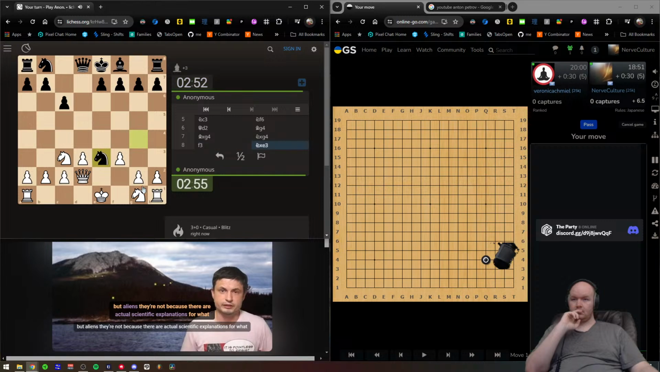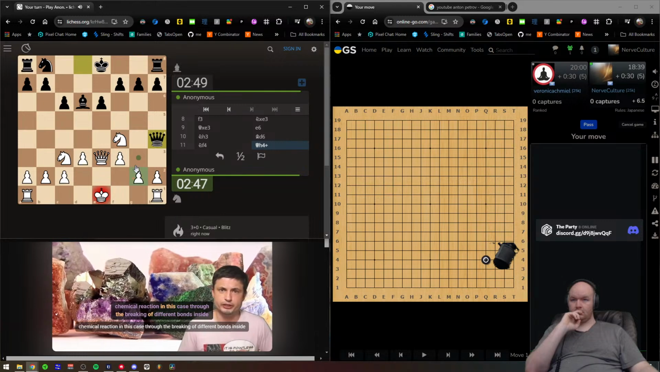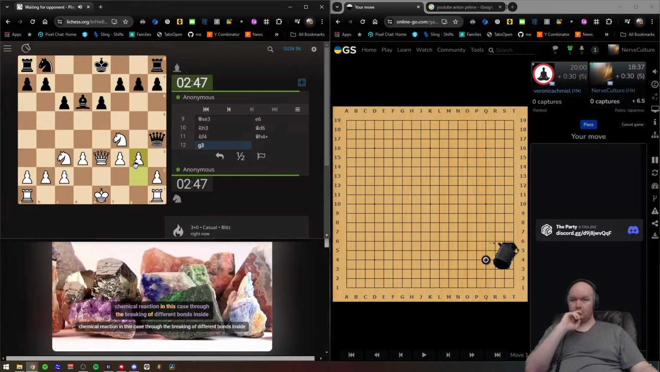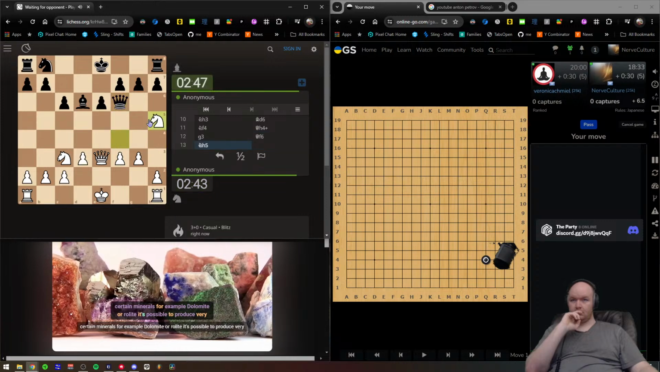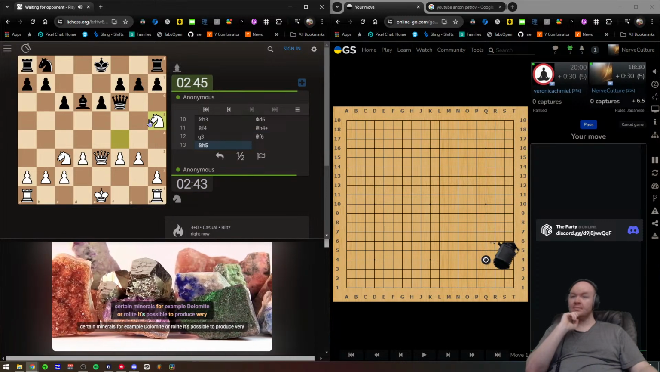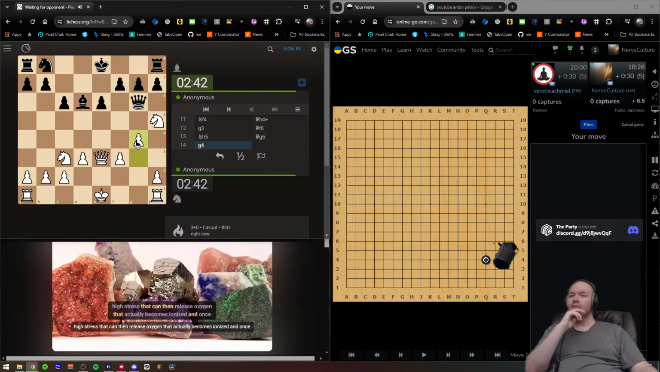But aliens, they're not, because there are actual scientific explanations for what could be possibly happening here. It's just not entirely clear which explanation is the best. For example, one of the explanations involves a chemical reaction. In this case, through the breaking of different bonds inside certain minerals, for example dolomite or rhyolite, it's possible to produce very high stress that can then release oxygen that actually becomes ionized.